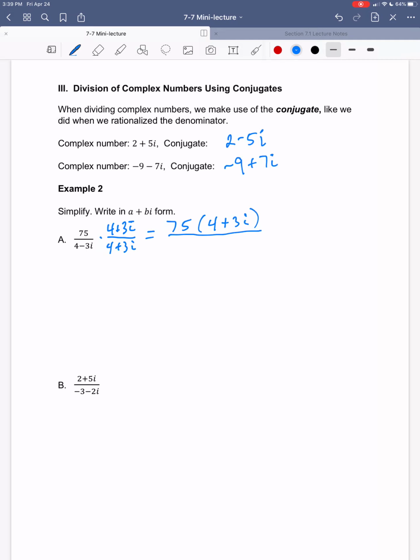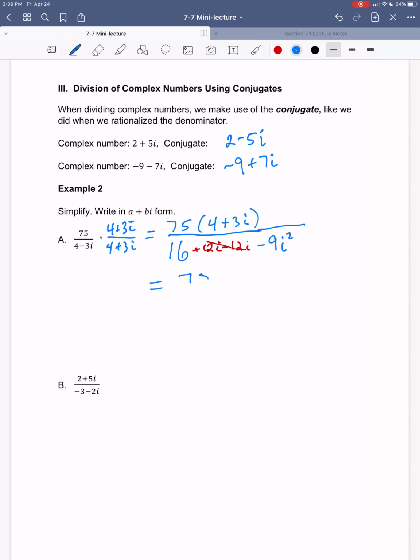I do FOIL in the bottom. 4 times 4 is 16. Remember the idea of the conjugate. When I do outer and inner, they cancel out. Now, if you want to write them down, you can. I get plus 12i and minus 12i from outer and inner, but those cancel out. And then I'm going to get minus 9i squared. It's just difference of squares. 4 squared is 16. 3i squared is 9i squared.